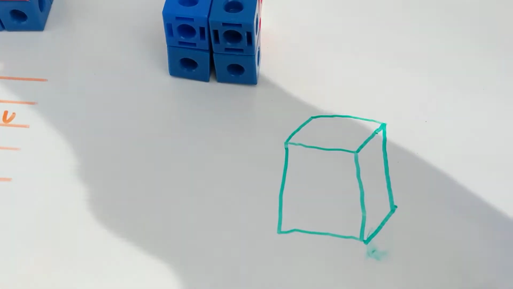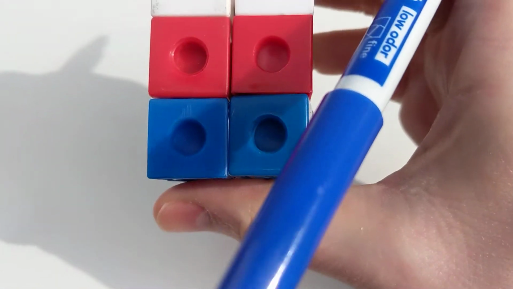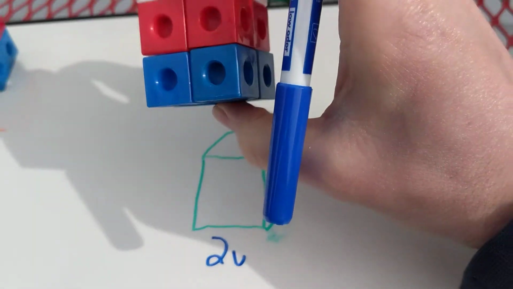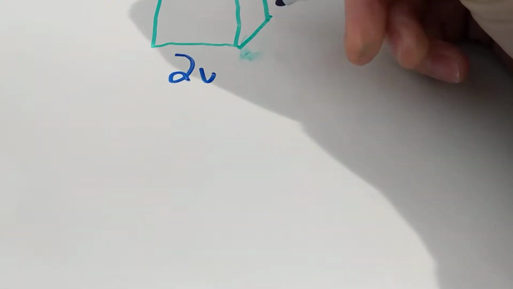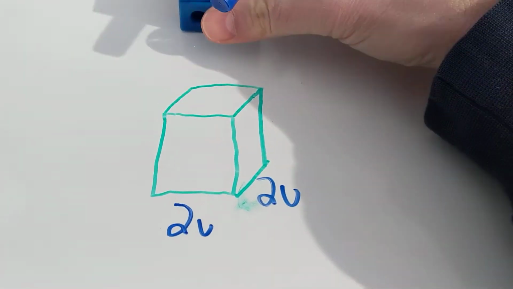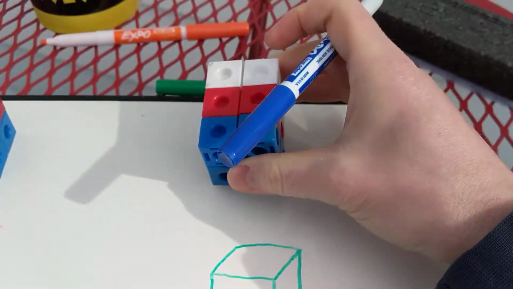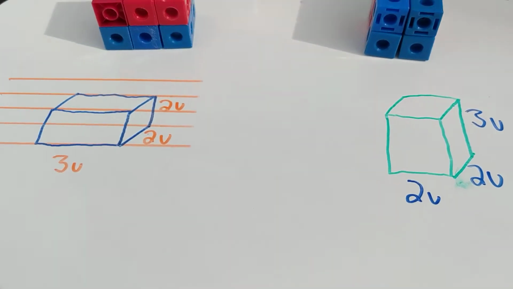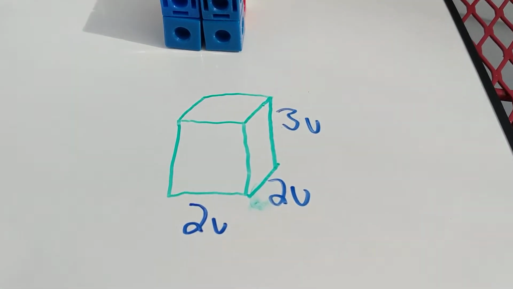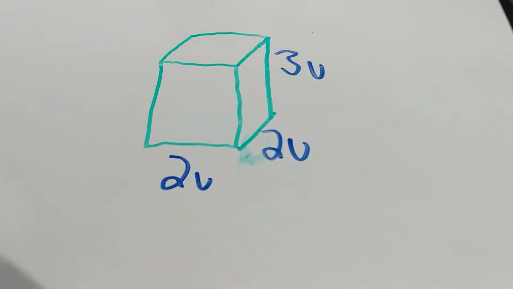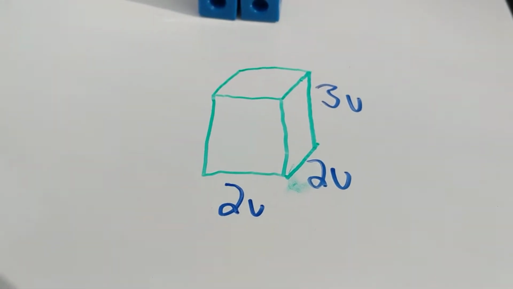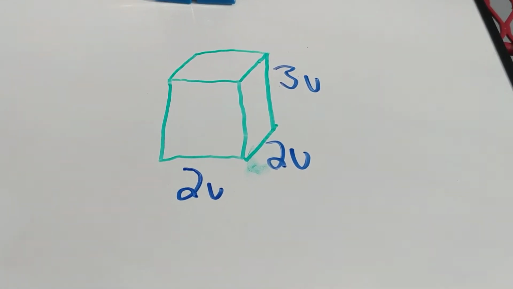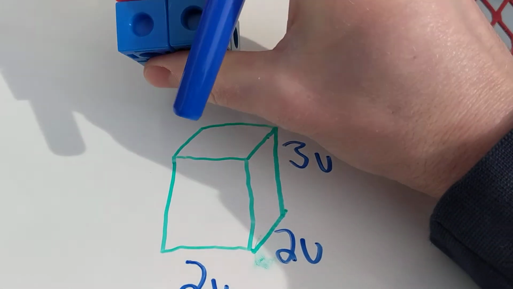Now I can go ahead and start labeling it. So my length on the bottom, it looks like that was 2 units long. My width here, or the depth, is also 2 units. And what's the height? How tall is it? Well, this was 3 units tall. What I'm going to do next is I'm going to start creating equations that are going to show how I'm seeing the 12 unit cubes in my rectangular prisms that I drew.